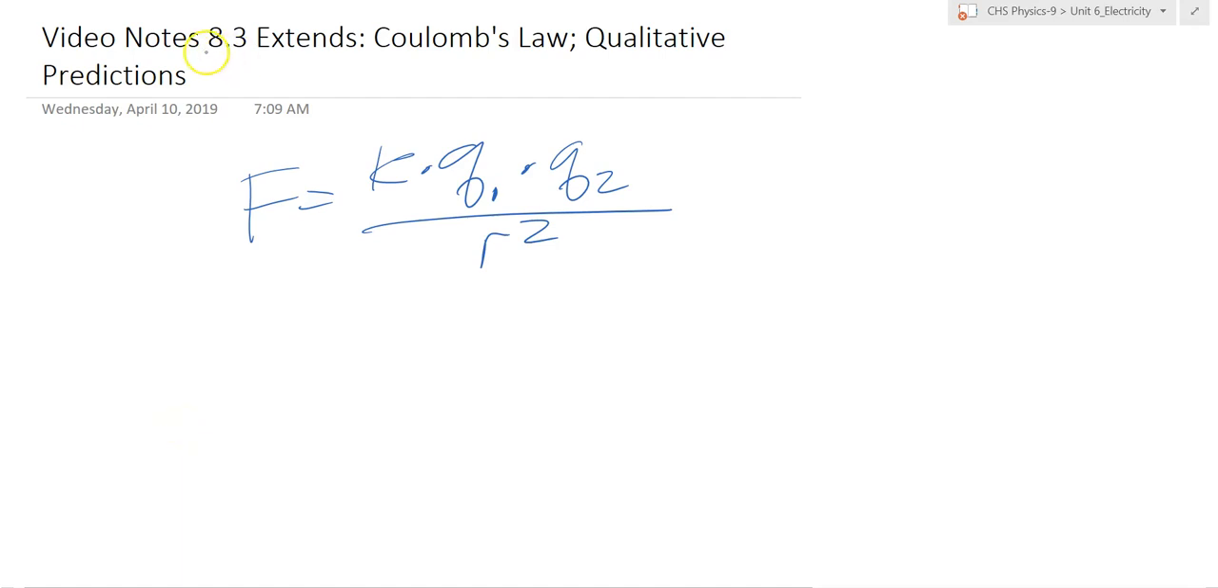Hello everybody, welcome to your video notes on 8.3 Extends. We're talking about Coulomb's law, but with qualitative prediction. So qualitative meaning not very much math.